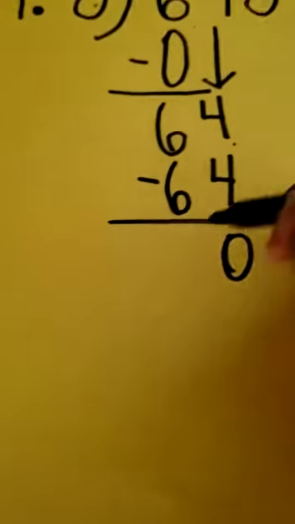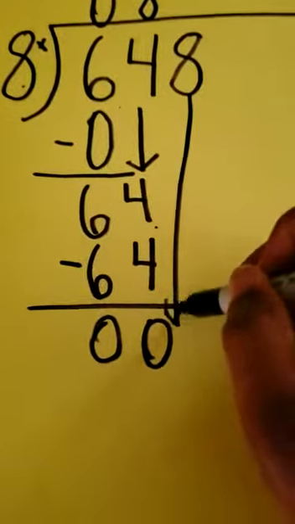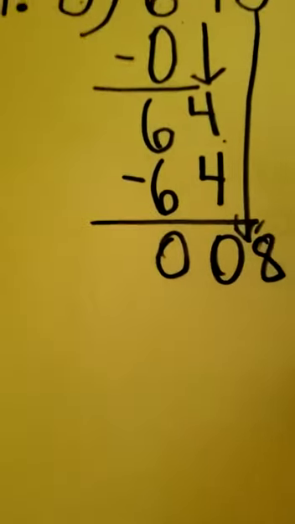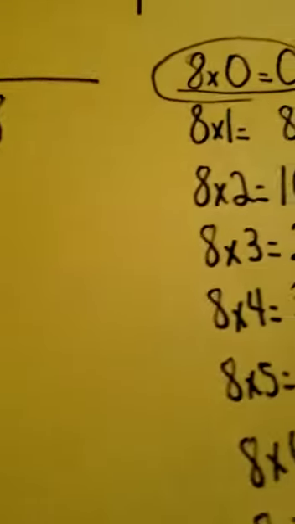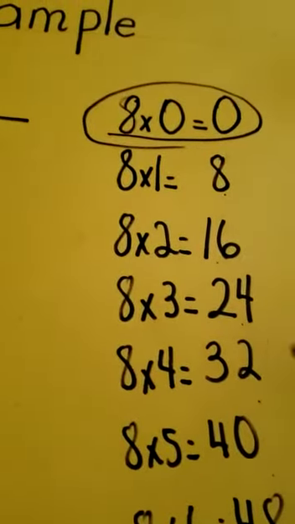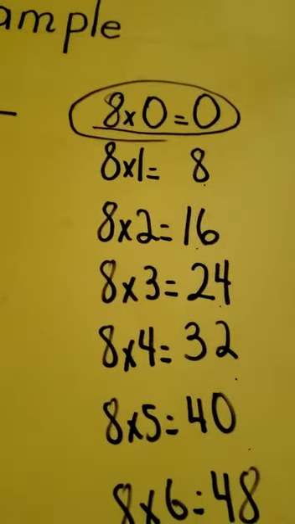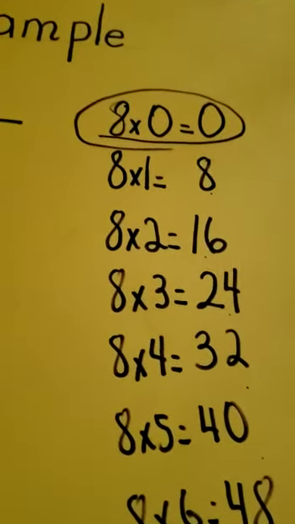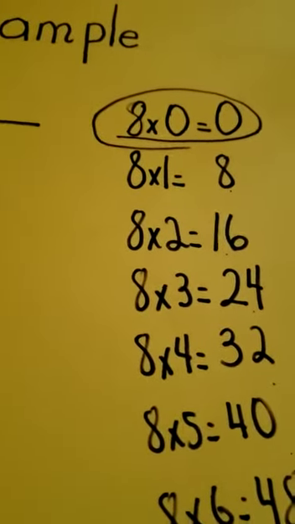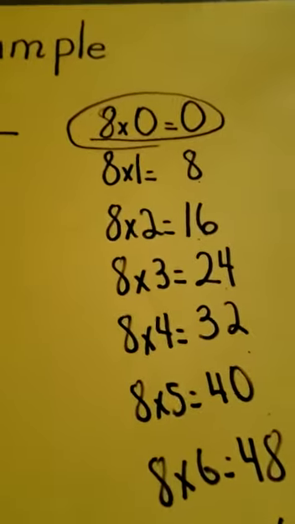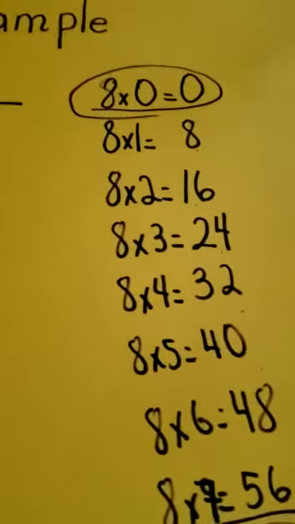I need to put 1 zero there, or I could put 2 zeros. Then I'm going to bring down Mr. 8. Now is how many groups of 8 equals 8? Look at the 8 times table. Which one would be the answer? How many groups of 8 equals 8? How many groups of 8 can we get out of 8? Whichever one you want to say it to make you feel more comfortable.